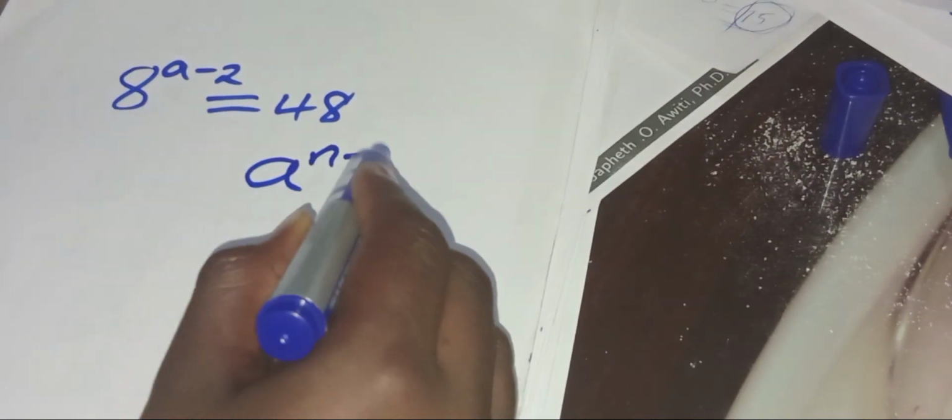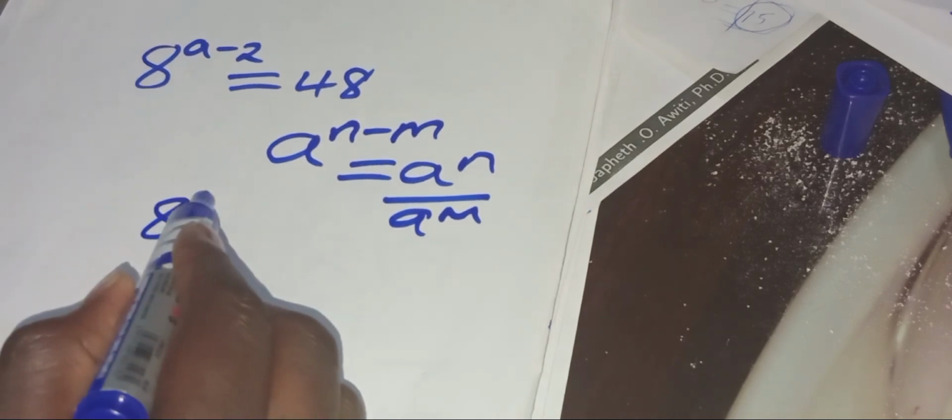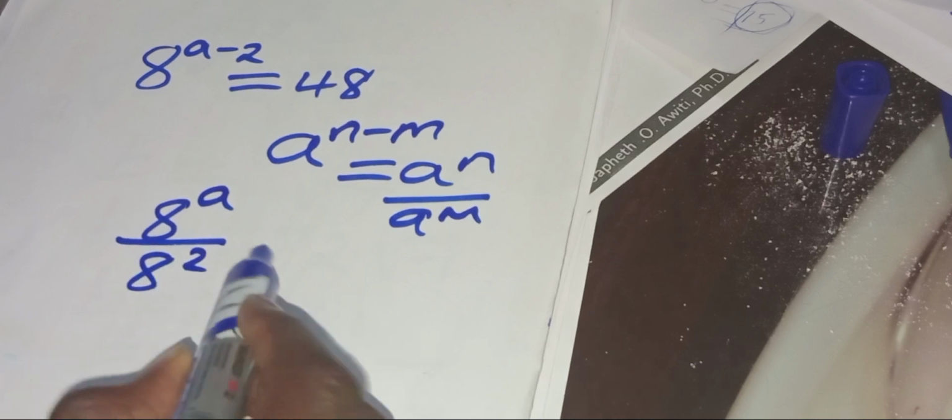Let's provide a solution given this exponential equation, which is 8 to the power a minus 2 equals 48. Now this exponential equation is in the form of a to the power n minus m, which is actually a to the power n divided by a to the power m. Applying this property, this is the same thing as 8 raised to the power a divided by 8 to the power 2. This is equal to 48.